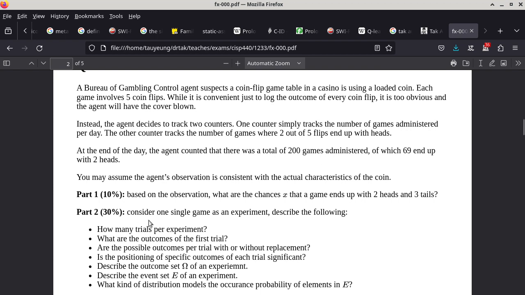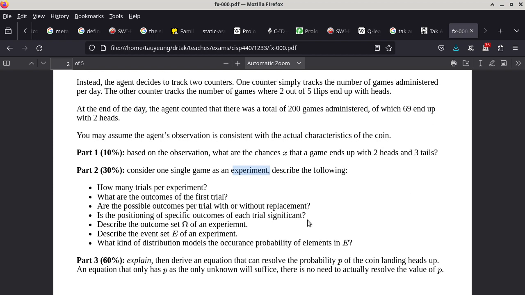Then part two is asking, considering one single game as an experiment. Now you have to remember, what is an experiment? Because in this case, the term experiment is not the general definition of experiment. This is describing a discrete probability kind of experiment. So if you look at each single game, five flips, as an experiment, describe the following. I broke this up into tiny little portions so that you can answer each one individually, and hopefully that will lead you to what you need in order to solve part three. So we'll address these one at a time.